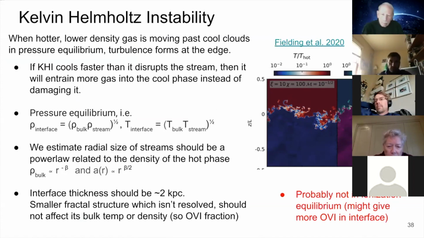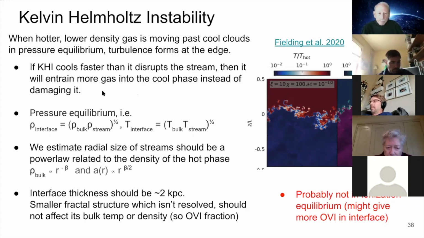So if stuff cools faster than it disrupts the stream, then it will entrain more gas into the cool phase instead of damaging the cool phase. And in that, it will also have pressure equilibrium. So this is the assumption of Mandelker 2020, which is that on the interface, the density and temperature are both the geometric means of the density and temperature on the inside and the outside. And so you have always rho times T is a constant everywhere.